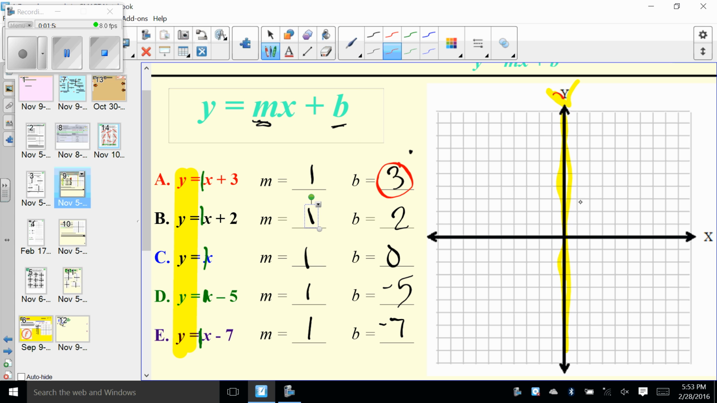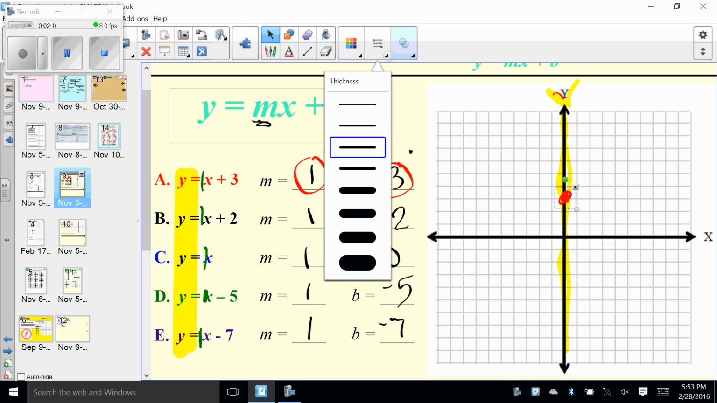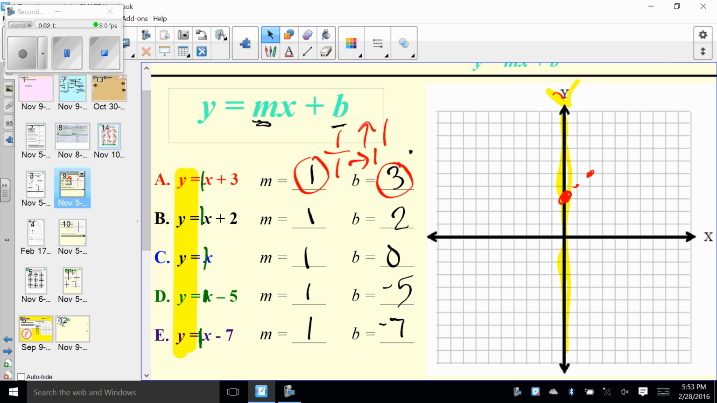Our y-intercept is 3, so up at 1, 2, 3. And we're going to work our slope from there. When we say a slope of 1, we really mean 1 over 1: rise 1, run 1. From there, we rise 1, run 1, all the way through. We can also work it the other direction, following that pattern.